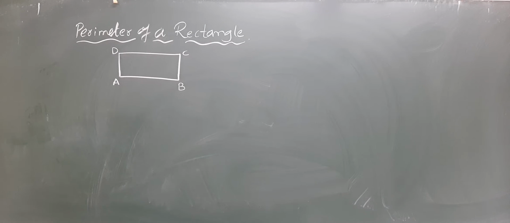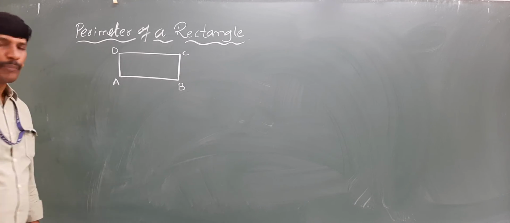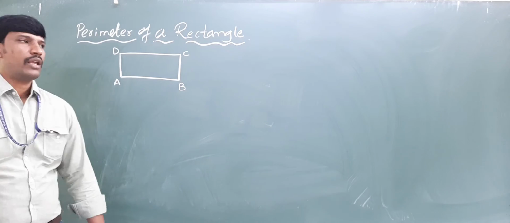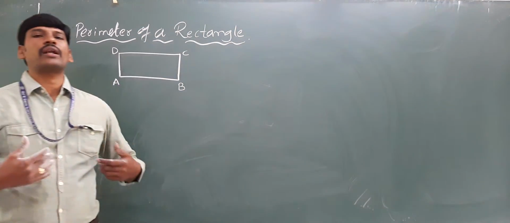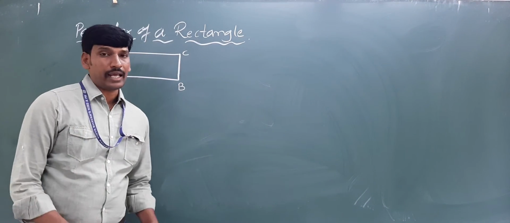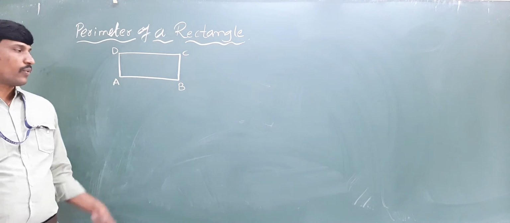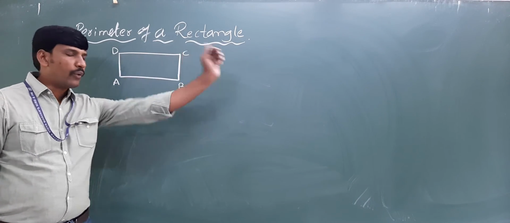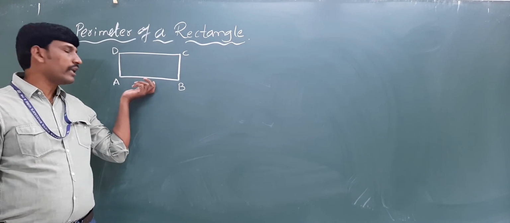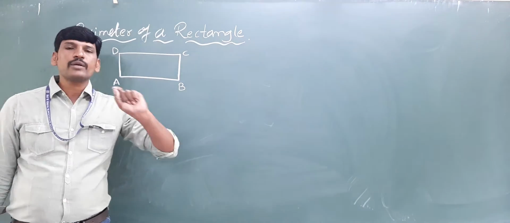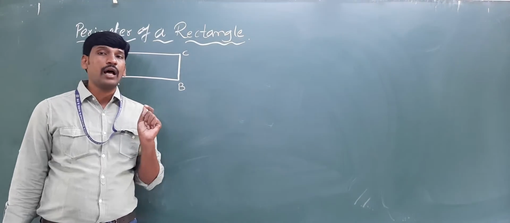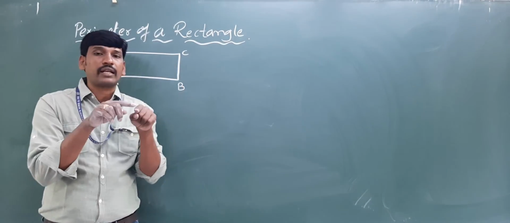Now, children, let us discuss the perimeter of a rectangle. Okay? So generally, what are the dimensions of a rectangle? A rectangle has two dimensions. One is length, one is breadth. So how can you say that the given figure is a rectangle? There is a property. What is the property of a rectangle?